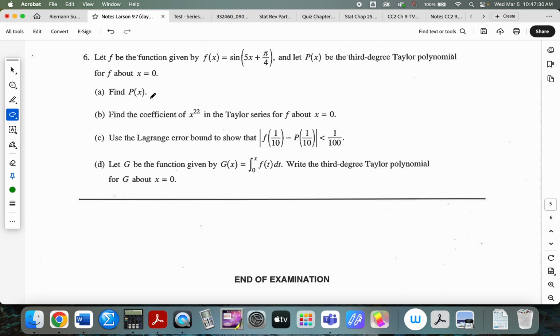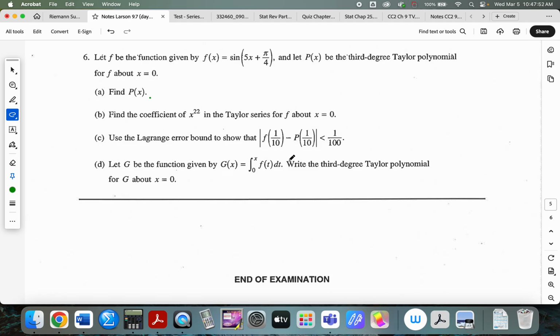All right, so they want you to find the 3rd degree Taylor polynomial. That's not anything big, right? You know how to do that. We've done that multiple times. Find the coefficient of x to the 22nd in this series. That takes a little bit of thinking, but it's not all that bad.